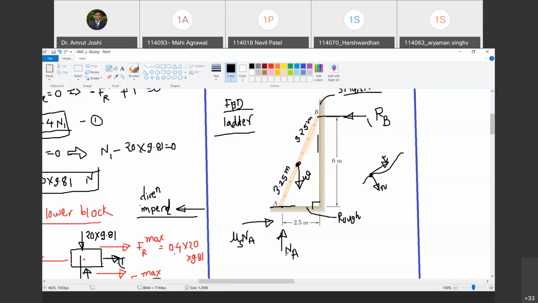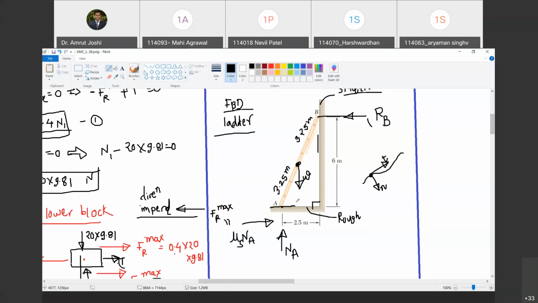So there are two reactions that are going to be offered. One normal reaction. Normal to what? Normal to surfaces in contact. But here one surface is a point. So therefore the normal reaction must be offered perpendicular to the other surface. The reaction perpendicular to the rough surface I am going to call normal reaction Na. It is normal reaction at A. Now the maximum frictional resistance that can be offered is mu(s) times Na. Do you agree with me? Yes, sir.